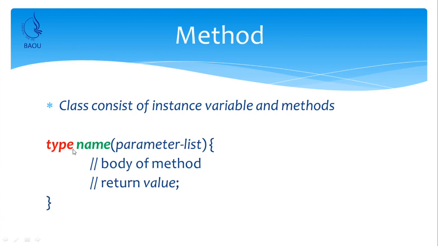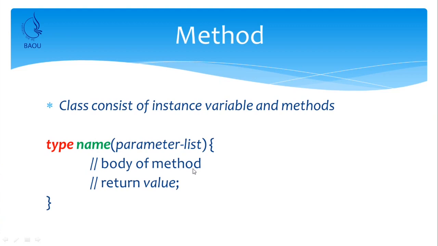The type represents the value returned by the method, and it may be an ordinary data type or it may be an object also. A method may require some data to operate on. So, this parameter list, which is optional, represents data required by the method to process, and inside curly braces we define the body of the method.